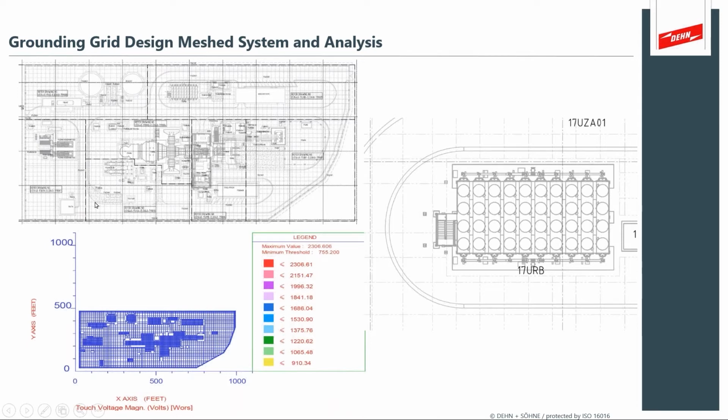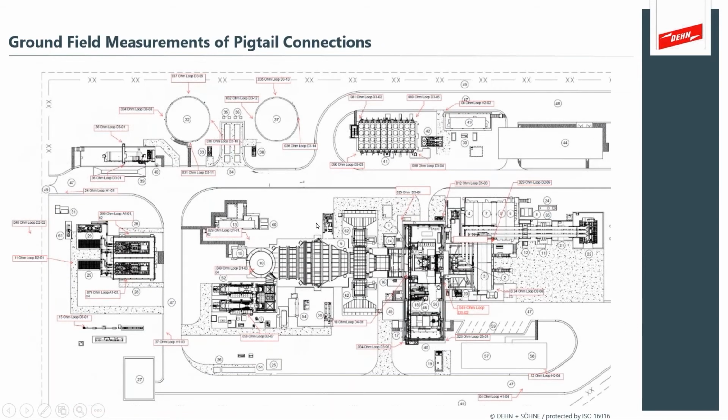Here we have a large plant with many separate buildings, but the earthing system at a plant like this is going to look like a buried grid. With a design like this, and knowing the soil conductivity, we can come back and do analysis of touch and step voltage. So this is all part of the larger design system. And when it's installed, we can come back and measure the pigtails so that we can see that the intent of the design was met.